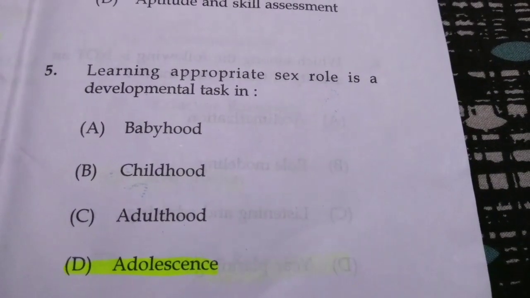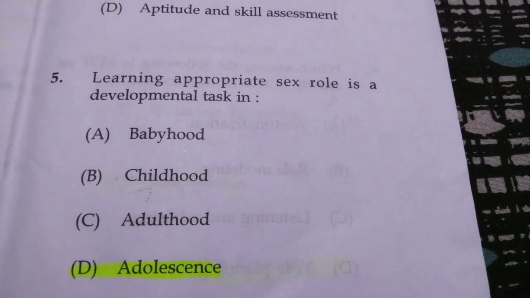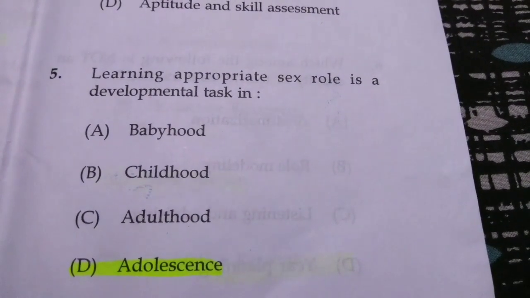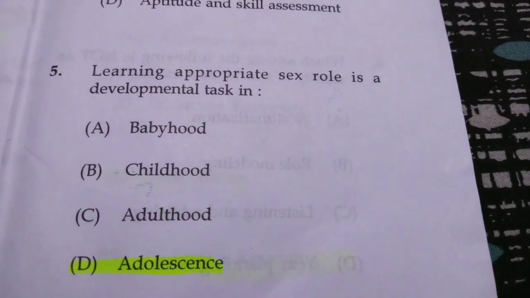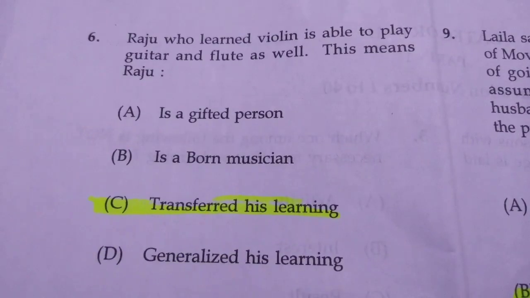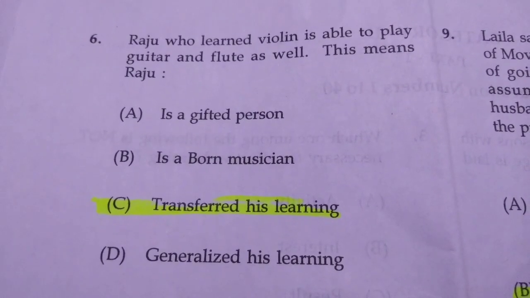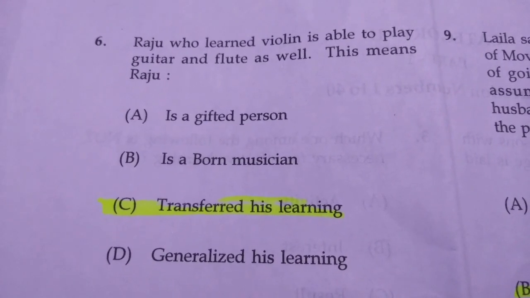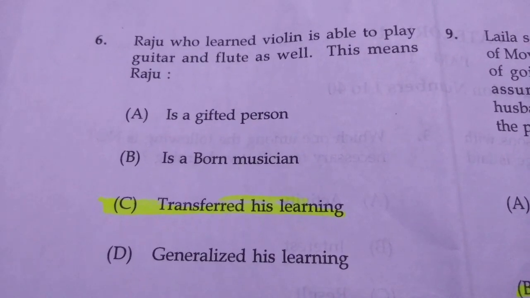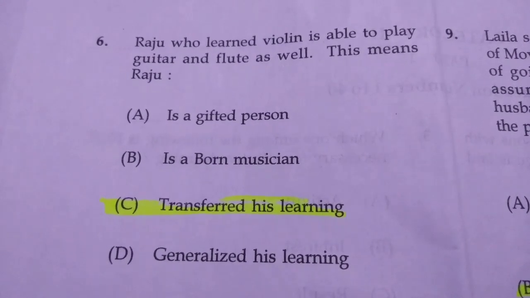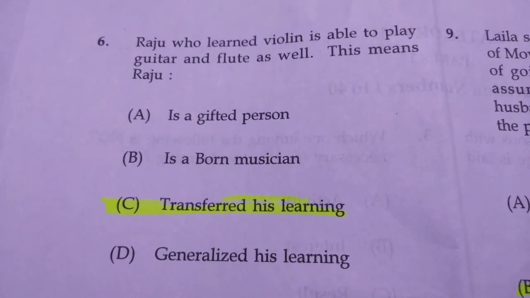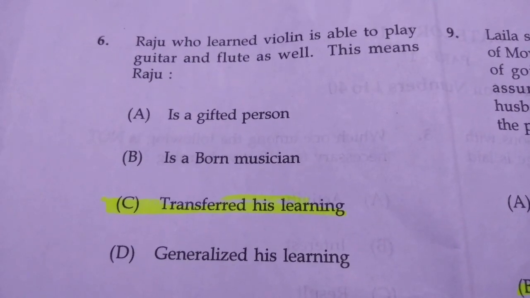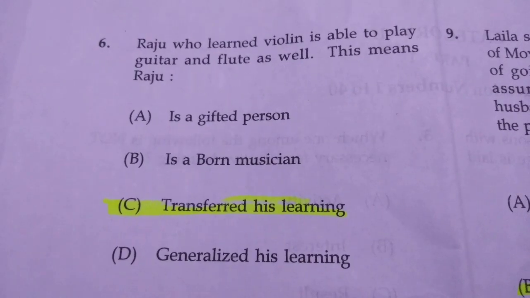Learning appropriate sex role is a development task in babyhood, childhood, adulthood, or adolescence? Answer adolescence. Raju, who learned violin, is able to play guitar and flute as well. This means Raju is a gifted person, is a born musician, transferred his learning, or generalized his learning? Answer is transferred his learning.